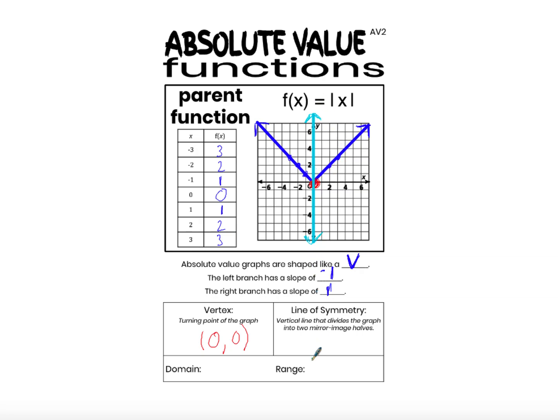The equation of this line is just x equals 0. That is the equation of the y-axis. Every point on this line has an x-coordinate of 0.